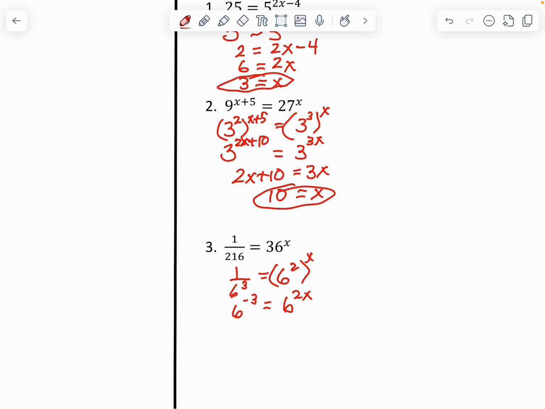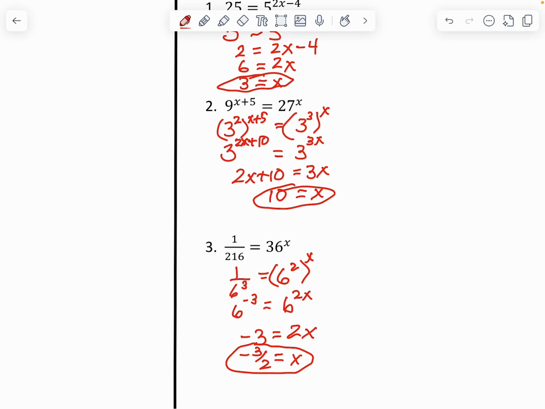Now I've got, on the other side, 2x, so I just set negative 3 equal to 2x because the bases are both base 6. And then I divide both sides by 2. I get the answer of negative 3 halves for my answer.